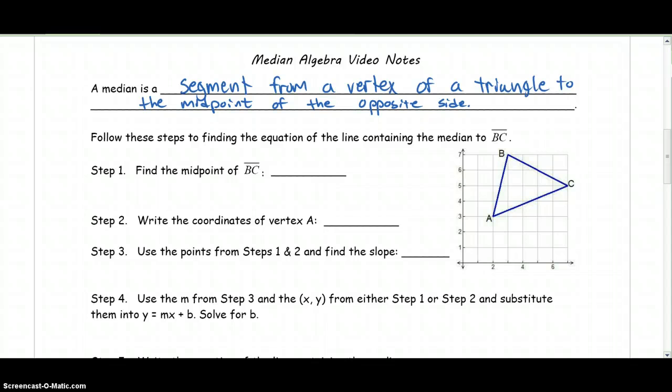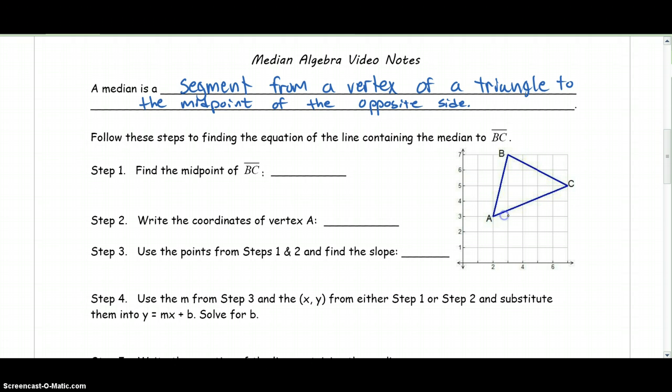What we are going to learn tomorrow is about medians. Medians are segments from a vertex of a triangle to the midpoint of the opposite side. So they don't have anything in particular to do with perpendicular lines or altitudes or opposite reciprocal slopes, but namely just a segment from the vertex of a triangle, maybe A, to the midpoint of the opposite side BC.